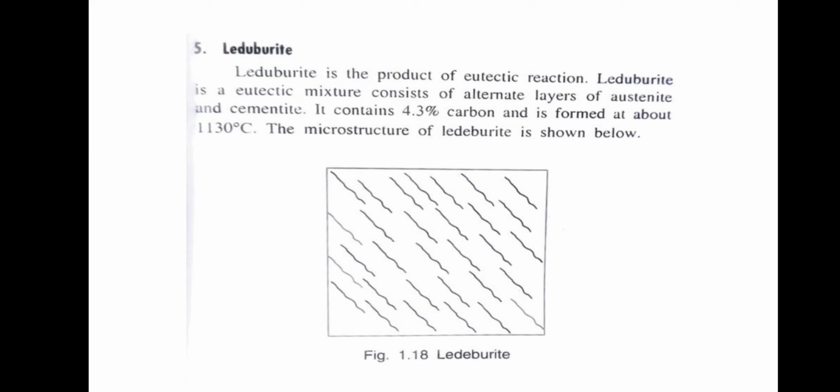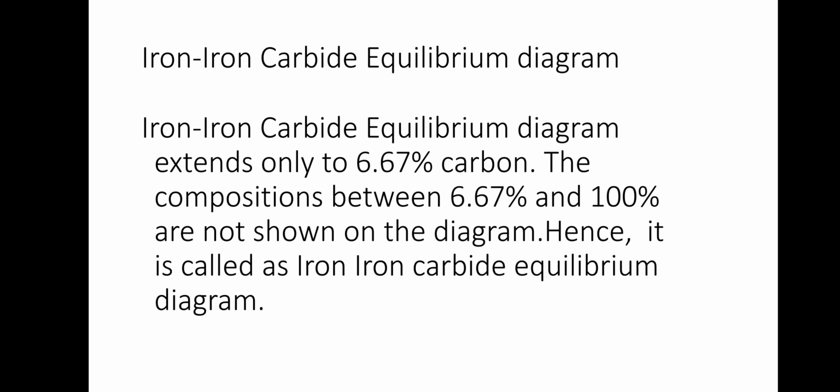Then ledeburite. It is a structure consisting of alternate layers of austenite and cementite. It contains about 4.3% carbon. The microstructure of ledeburite is given in this figure. It consists of alternate layers of austenite and cementite. These five microstructures are very useful to draw the iron carbide equilibrium diagram.